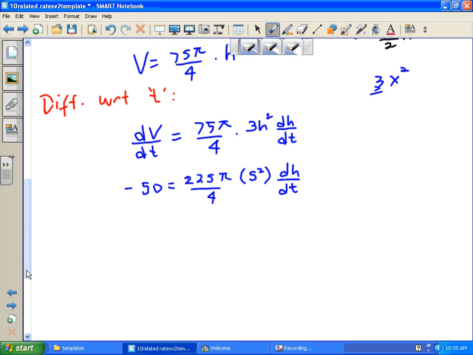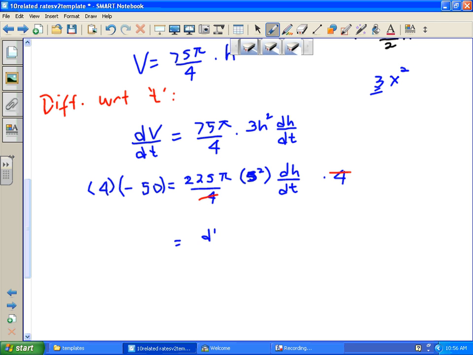Okay, how do we solve this equation for dh/dt? What should I do first? You could do this in one shot, but if you want to do it in 2 steps, first multiply both sides by 4, and then divide by the coefficient. That would be the easiest way, I think. So first multiply both sides by 4. So on this side, the 4's cancel.